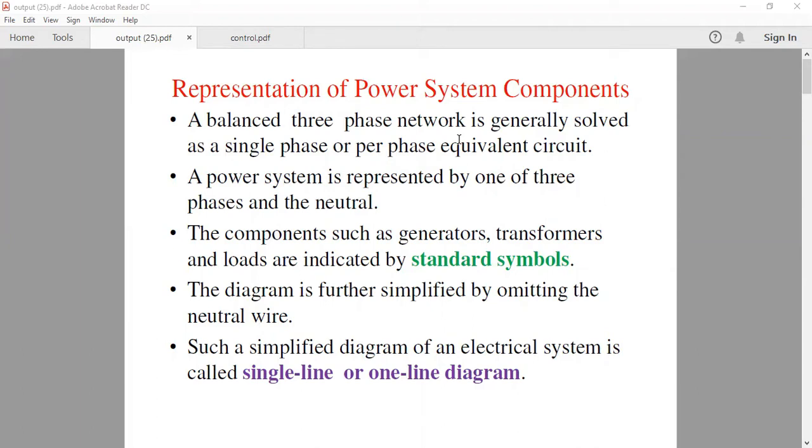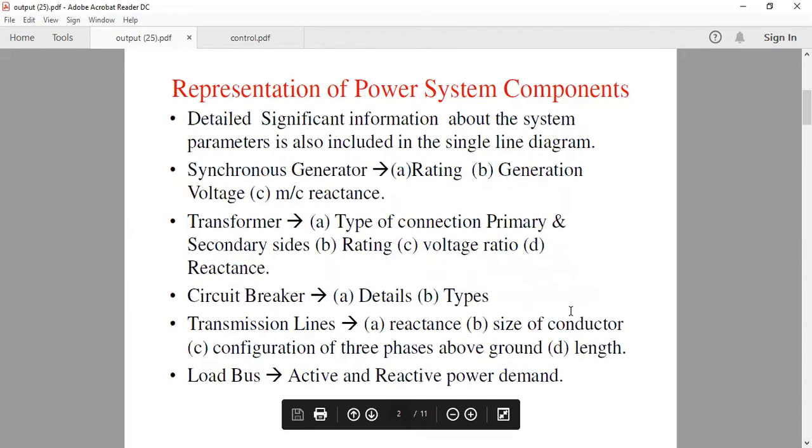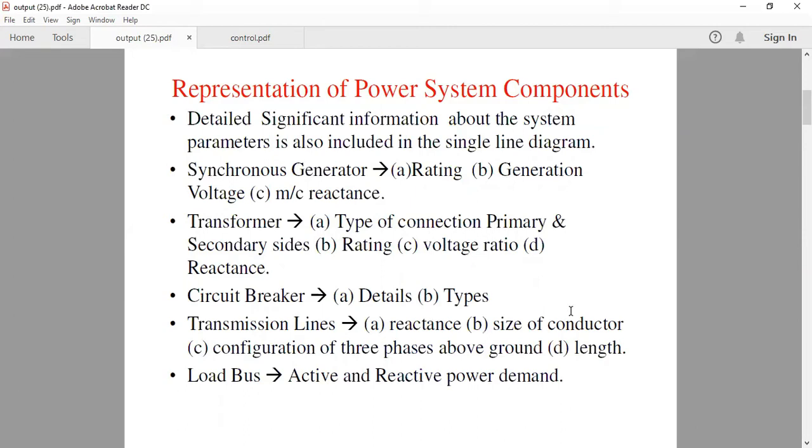The diagram is further simplified by omitting the neutral wire. Such a simplified diagram of an electrical system is called a single line or one line diagram of the power system. Detailed significant information about the system parameters is also included in the single line diagram. Means a lot of information we are getting from the single line diagram about the power system.